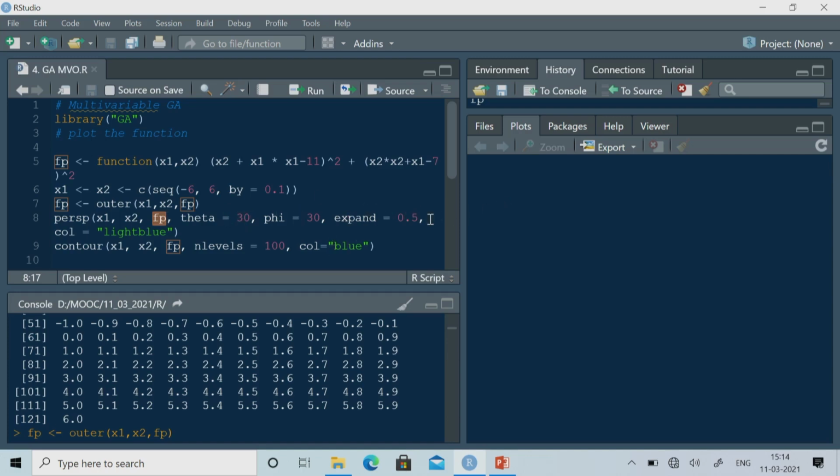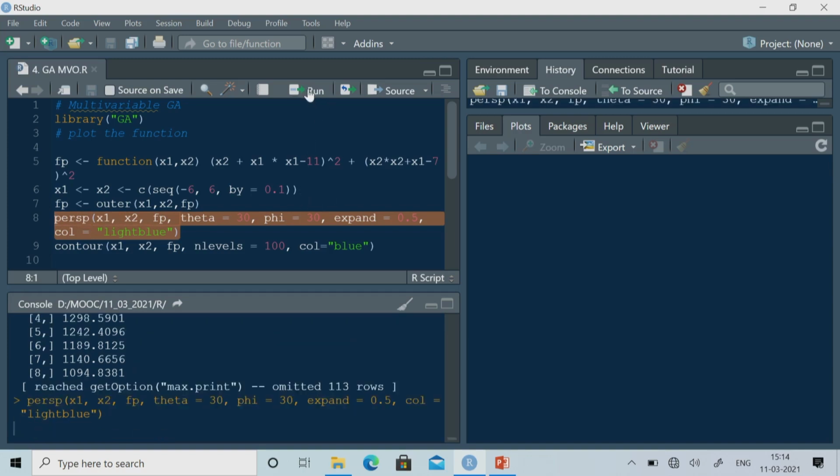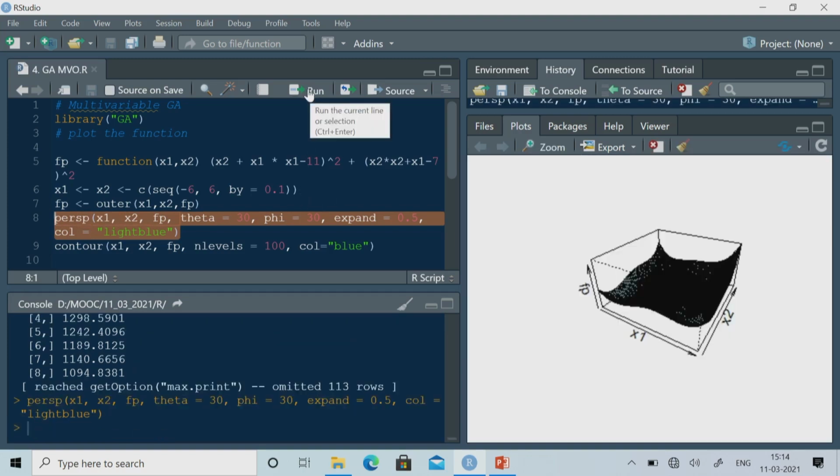Then expand, I am using 0.5, and color I am using light blue. Okay. So, if you execute this particular line, you can plot this function. Okay. So, I have plotted this particular function.